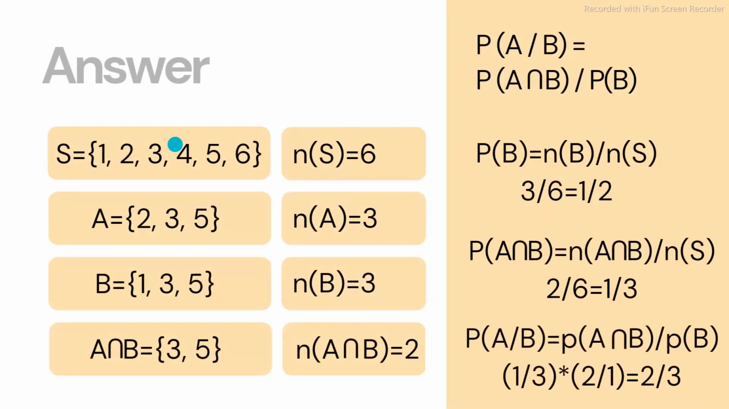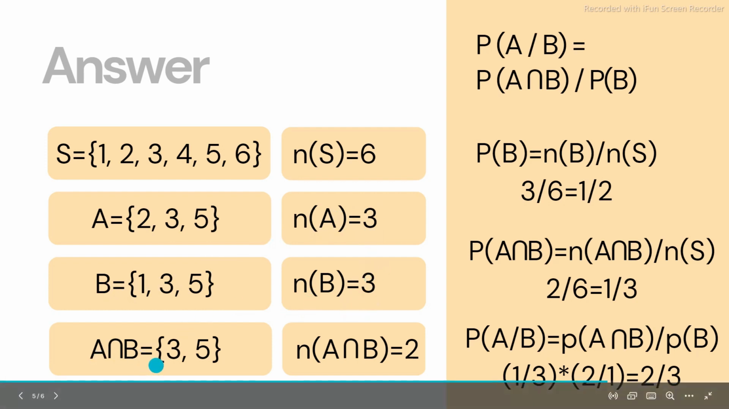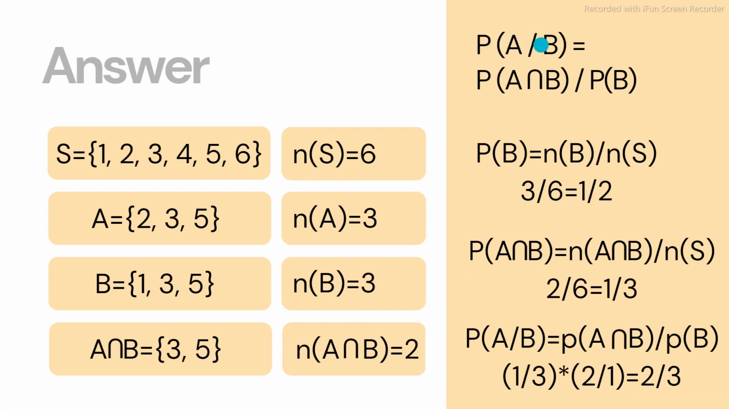We have the sample space equal to 1, 2, 3, 4, 5, 6, and the number of elements in the sample space is equal to 6. And we have the event A that is equal to 2, 3, 5, and the number of elements in the A set is equal to 3. And the number of elements that are present in event B is equal to 3. And we have A intersection B, meaning the common elements that are present between A and B, is equal to 3, 5, so the number of elements is equal to 2. And according to the conditional probability, we have to calculate P of A given B, that's equal to P of A intersection B divided by P of B.